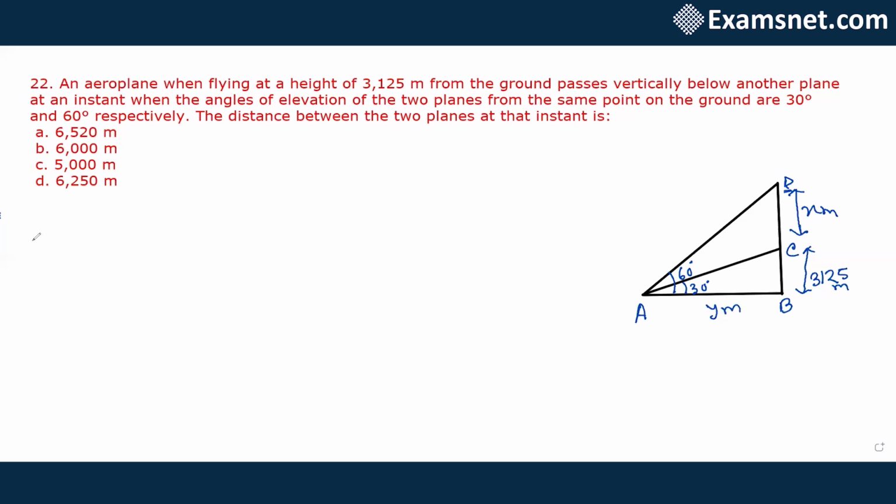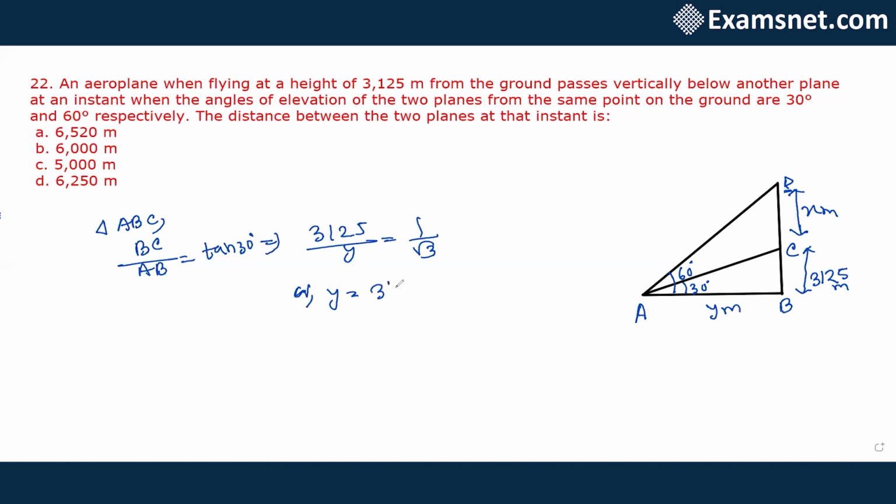So let's start with the solution step by step. First, we will consider the triangle ABC. So BC by AB equals tan 30°. That means 3125 by y equals 1 by root 3. So we can say the value of y is 3125 root 3. Let's name it equation number 1.